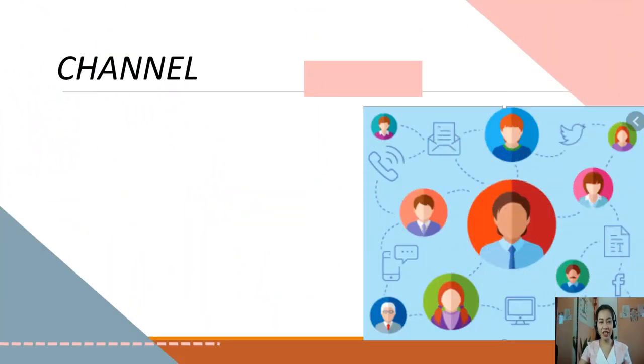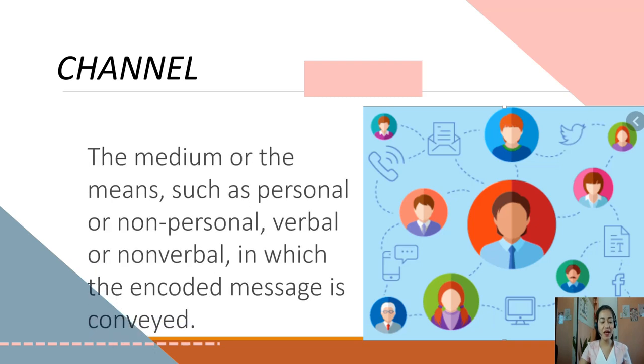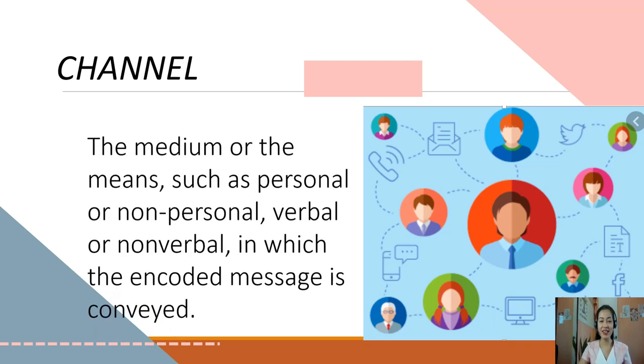Next element we have here is the channel. This refers to the medium or the means, such as personal or non-personal, verbal or non-verbal, in which the encoded message is conveyed. Now, in simple words, this actually refers to the object or medium that we use to communicate. For example, in our situation right now, since we cannot meet personally, so most of us are just using laptops, cell phones, iPads, or tablets. So those are what we called channels. So the medium or object that we use in order to send a message or in order to communicate. So I hope you got my point.